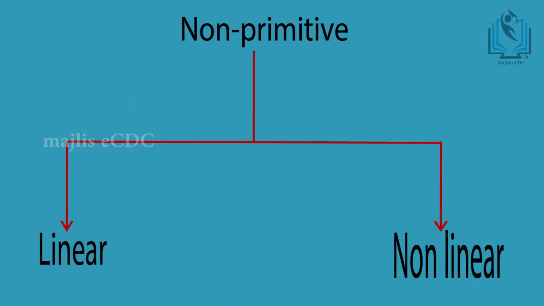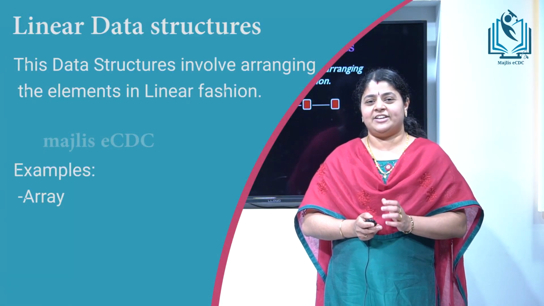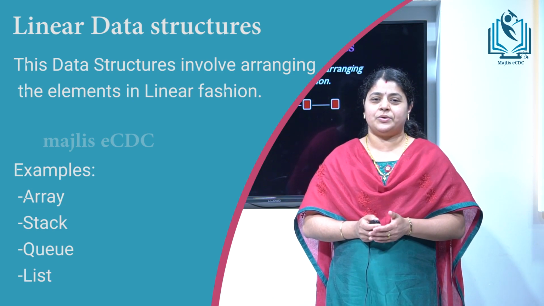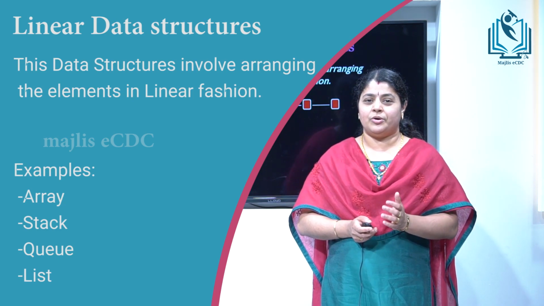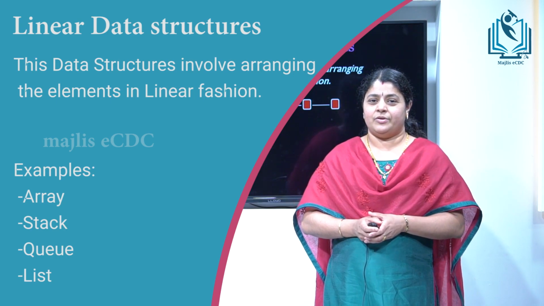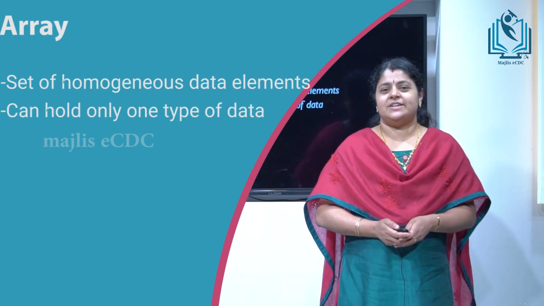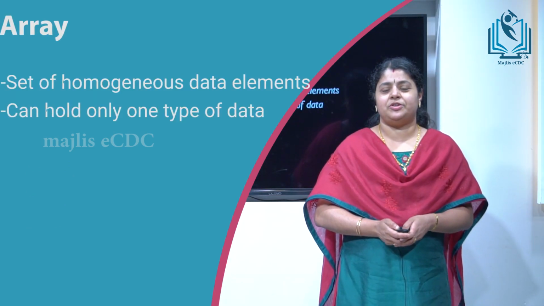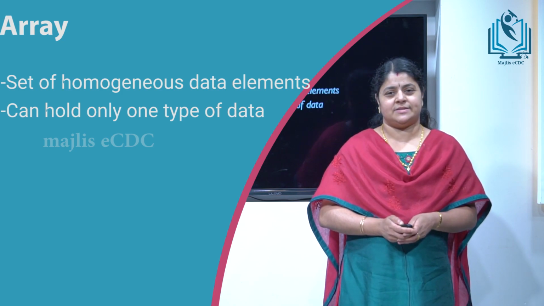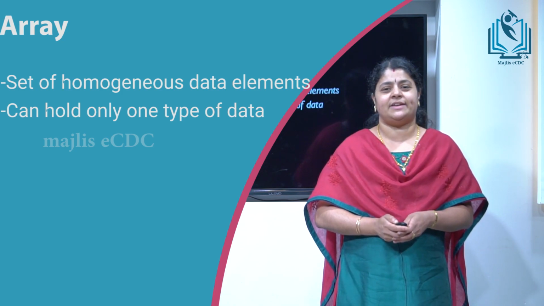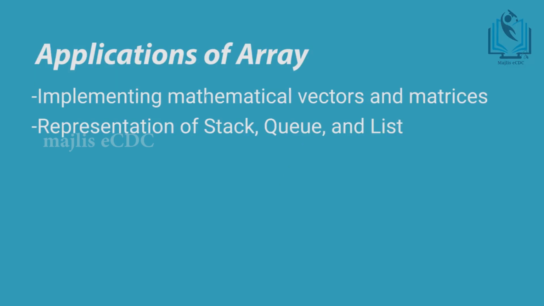Non-primitive data types are again divided into two, linear and non-linear. In a linear data structure, the data items are stored in a continuous or linear manner. For example, stack, queue, list, etc. Next one is array. An array is a set of homogeneous data elements that can hold the same data type. Arrays are used for implementing mathematical vectors and matrices and also used for representing stack, queue and list.